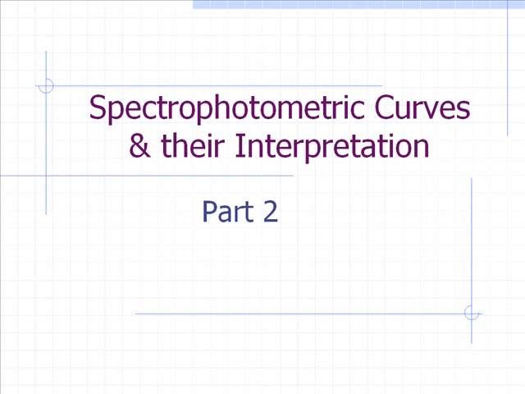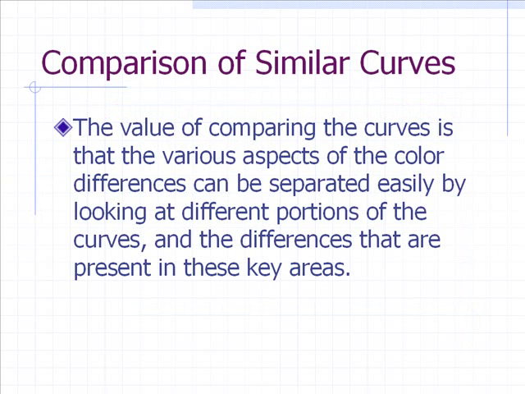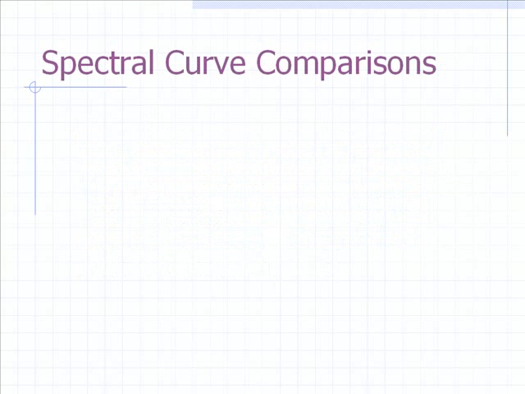Continue on here with curves. We can use our curves for comparing similar curves. The value in that is that various aspects of the color differences can be separated easily by looking at different portions of the curve and the differences that are present in these key areas. Sometimes it's hard to look at a color visually and see what the difference is. By looking at the curve, sometimes you can get a better idea of where the difference comes from, your formulas.